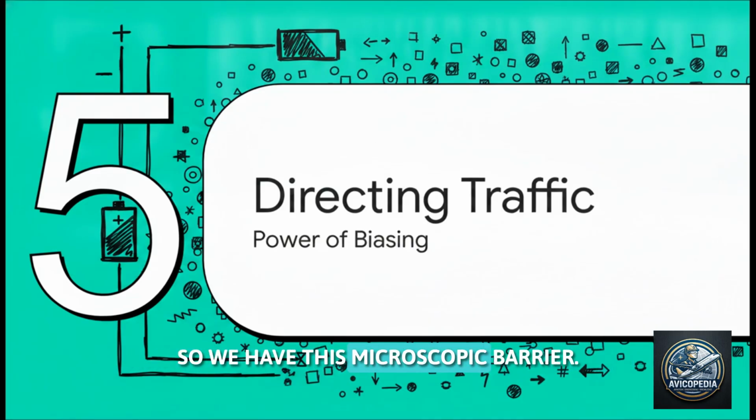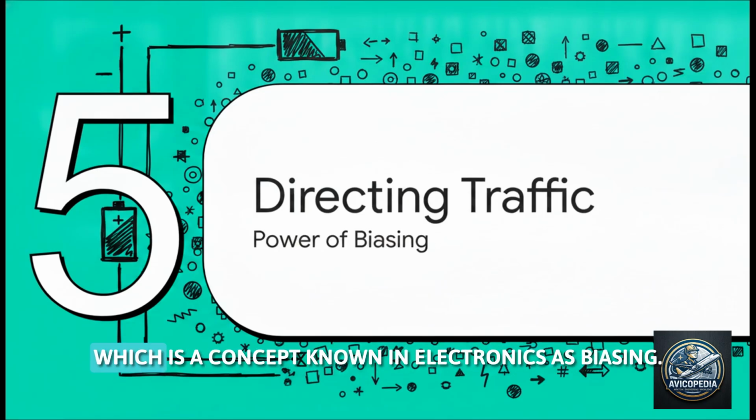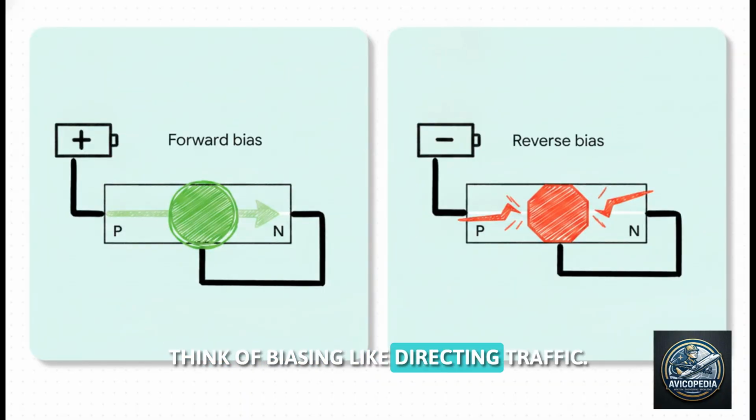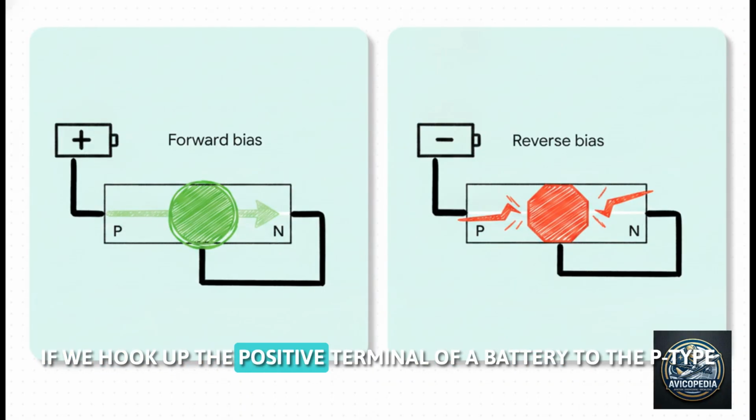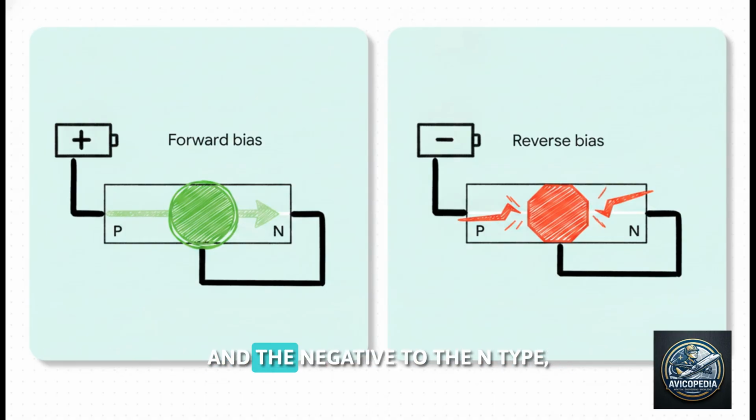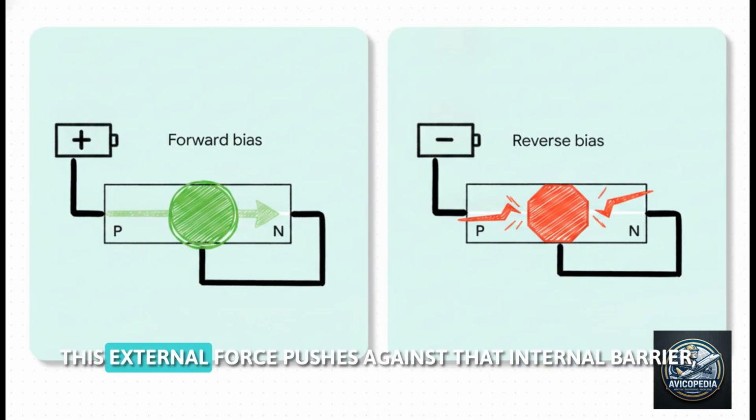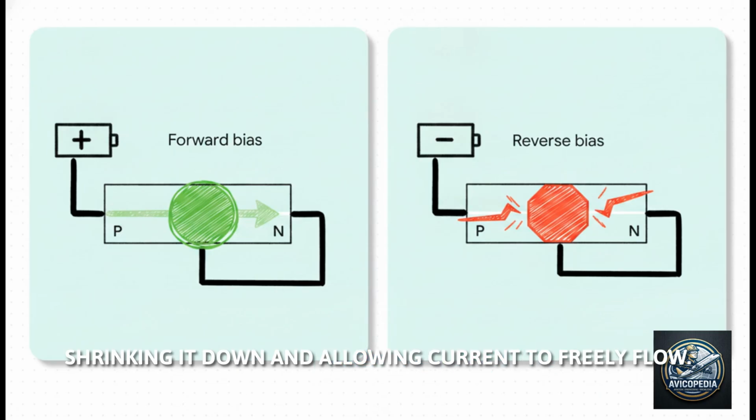So we have this microscopic barrier. How do we actually control it? Well, we do it by applying an external voltage from a battery, which is a concept known in electronics as biasing. Think of biasing like directing traffic. If we hook up the positive terminal of a battery to the p-type and the negative to the n-type, we are forward biasing the junction. This external force pushes against that internal barrier, shrinking it down and allowing current to freely flow.